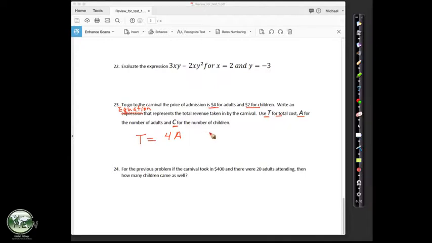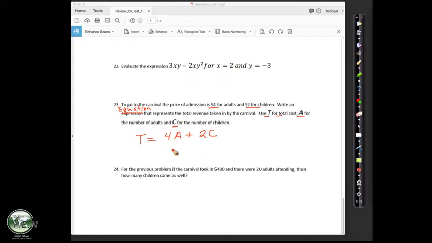And then what do we do for the children? 2C. Which you're going to add together. Okay, and to get the total, we add them because we wouldn't multiply them. So we get the cost for the children, the cost for the adults, and then we add those two together. And that's all there is to it.